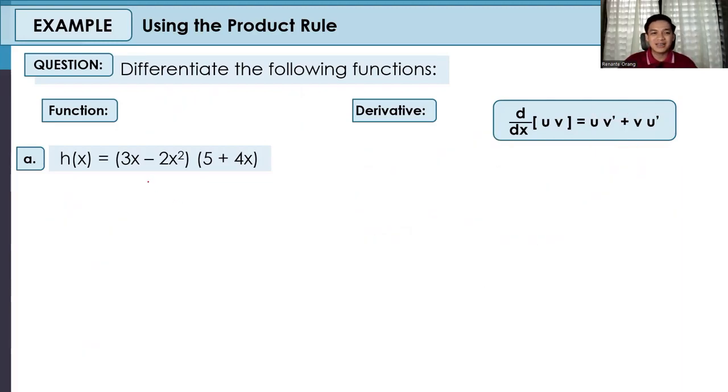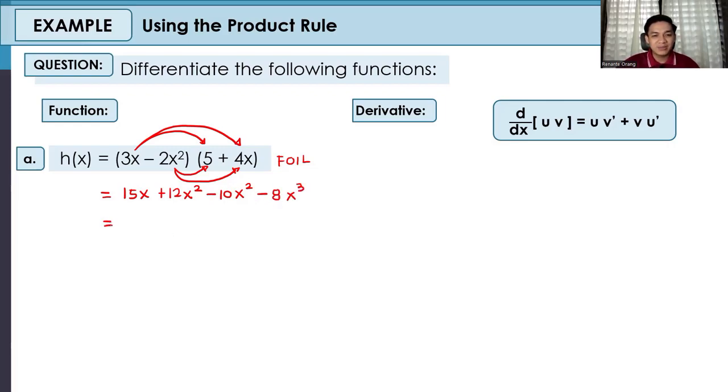So, as I have said earlier, class, meron tayong second method for this one, which is to expand this and then differentiate. So, gagamitin natin ulit yung ating FOIL method. We have 3x multiplied by 5. That is equivalent to 15x. Next, we have 3x multiplied by positive 4x. That is positive 12x squared. And then, negative 2x squared multiplied by 5. That is negative 10x squared. Tapos, we have negative 2x squared multiplied by 4x. That is negative 8x cubed.